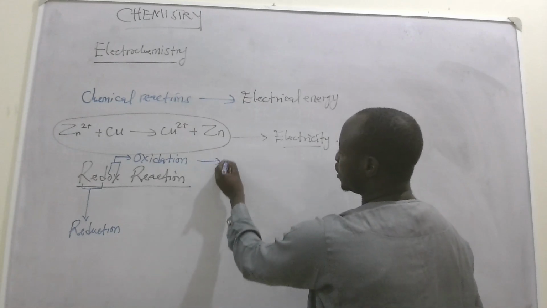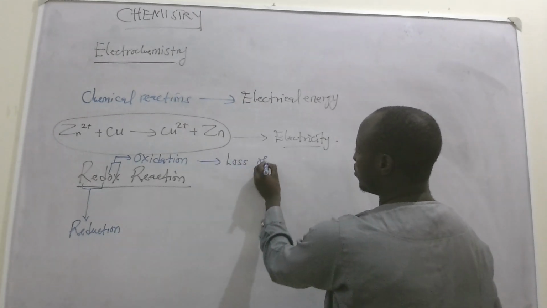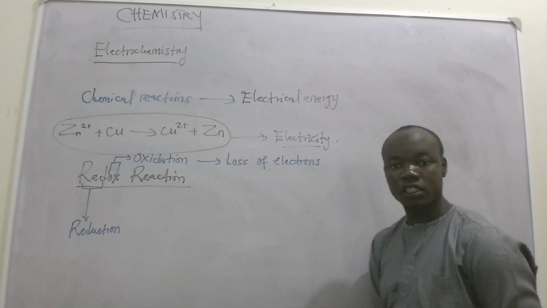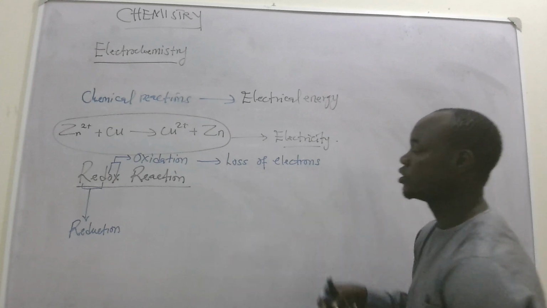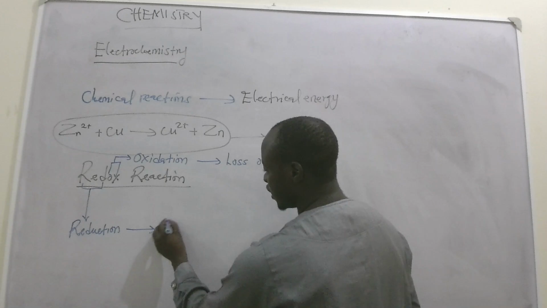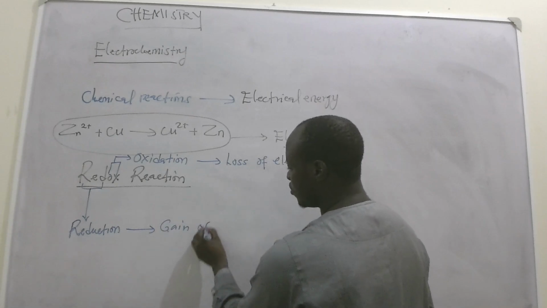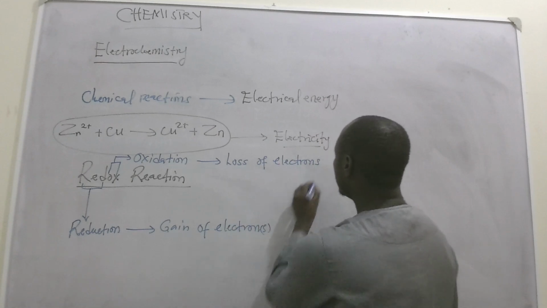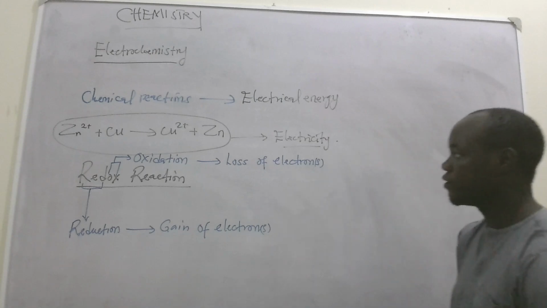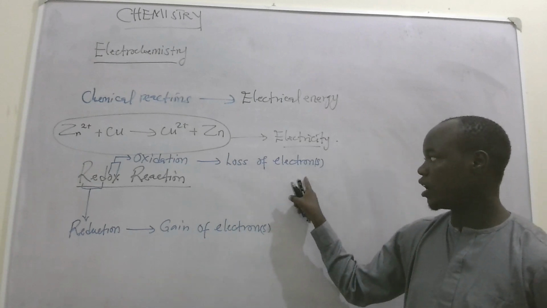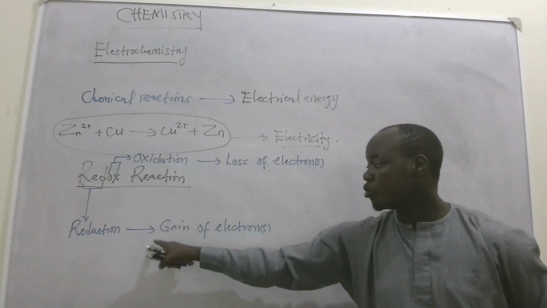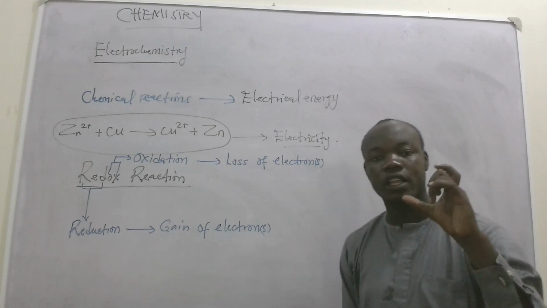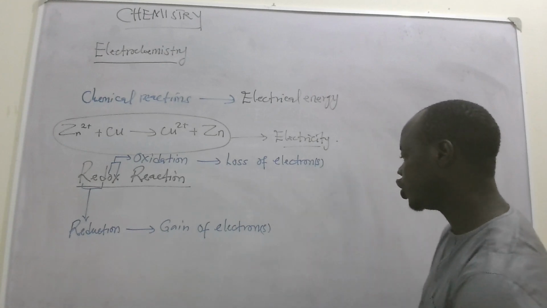What is oxidation? Oxidation is the loss of electrons, while reduction is a gain of electrons. So when you have a loss of electrons, then we have oxidation. And when you have a gain of electrons, then we have reduction. Let's demonstrate this definition.